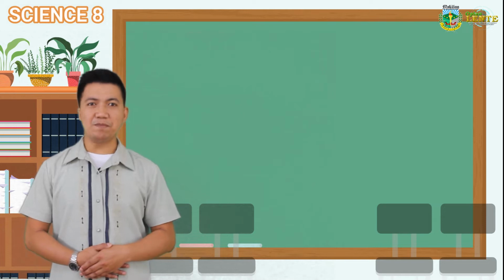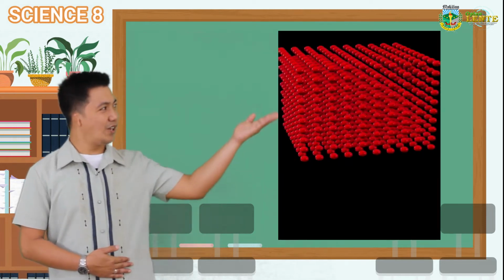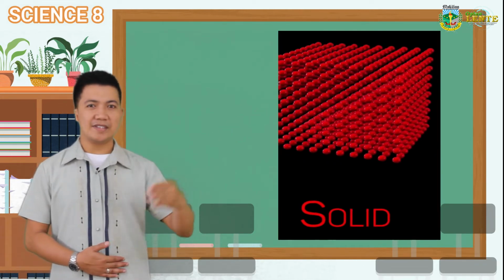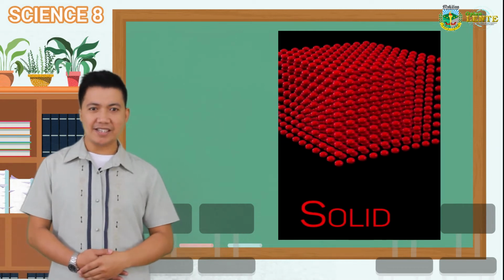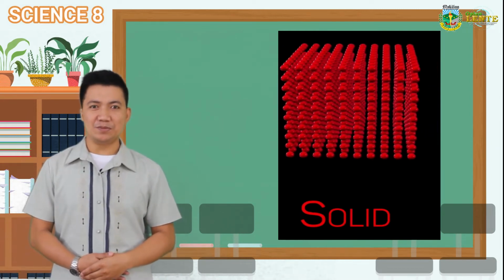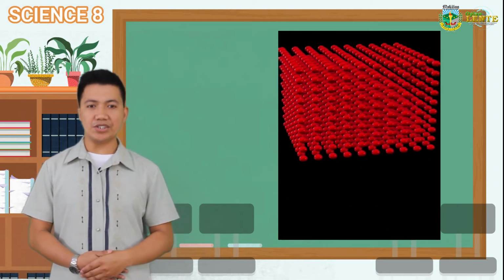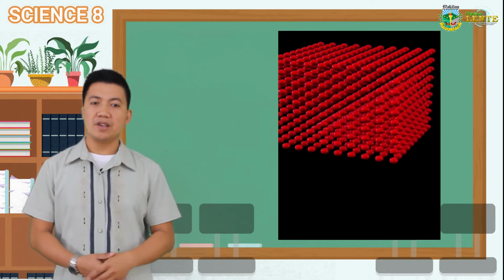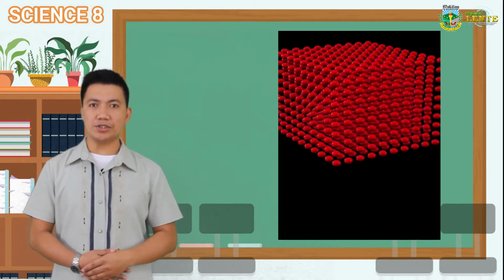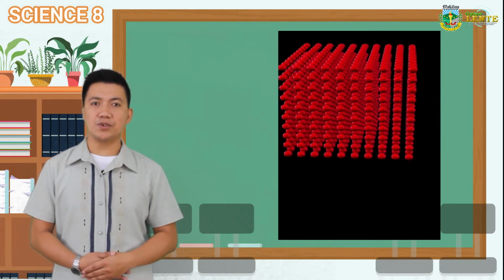The phases of matter. Solids have definite size, shape, and volume. The particles are closely together and arranged in an orderly manner. These particles are held together by strong attractive force.